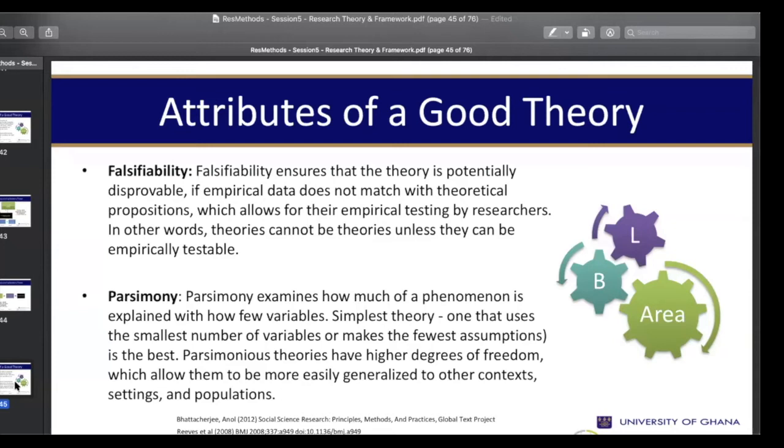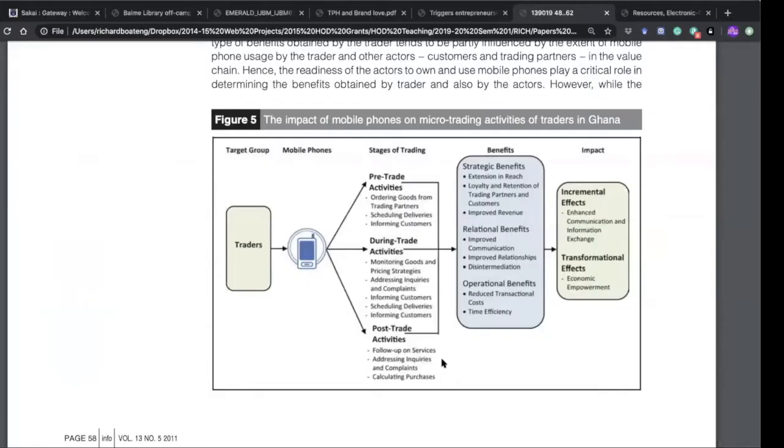Okay, so if you look at this particular study, the study that I showed you earlier, there are a lot of things here. To be able to understand it very well, we took different relationship discussions within the literature to explain each part. This one, there's a discussion on it. This one, there's a discussion on it. This one, there's a discussion on it. All of them are coming together to help us understand how mobile phones influence trade.